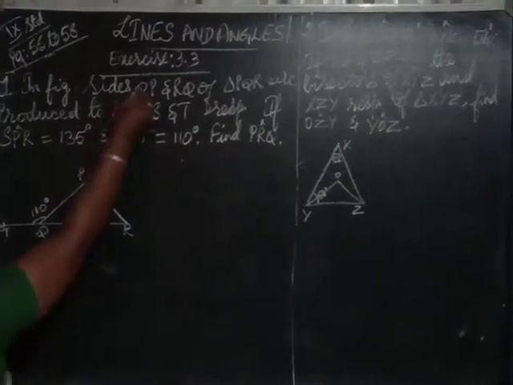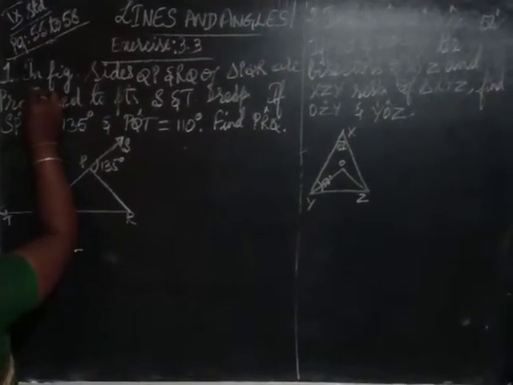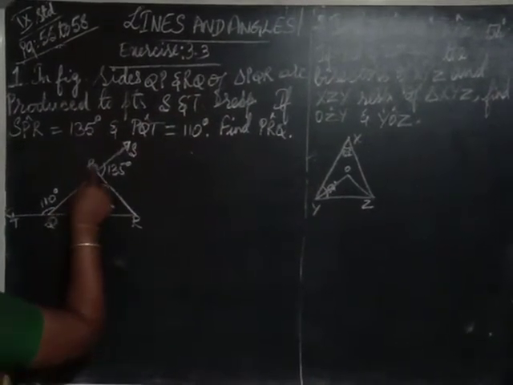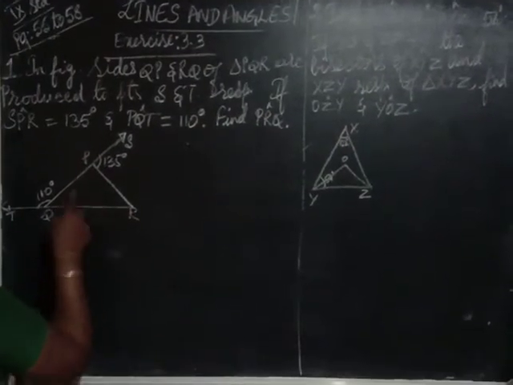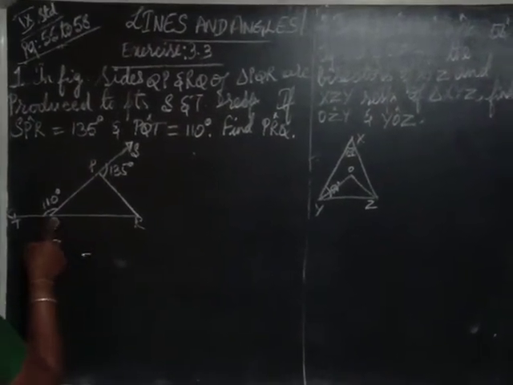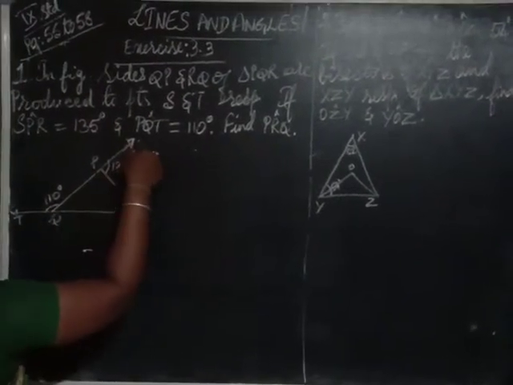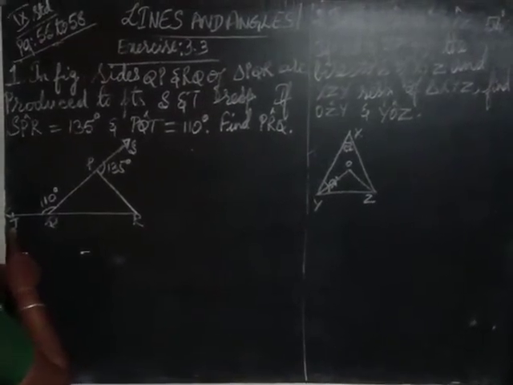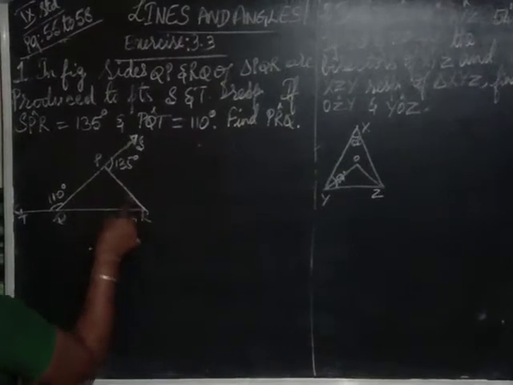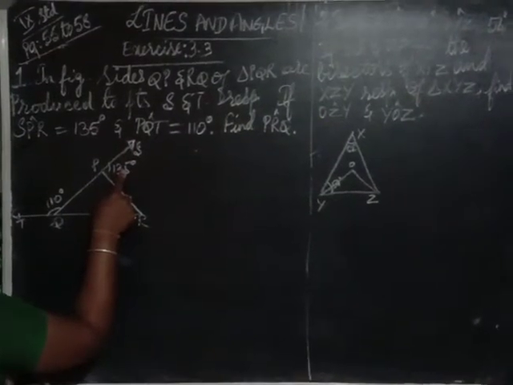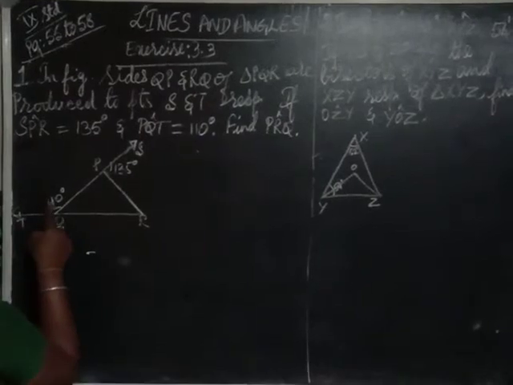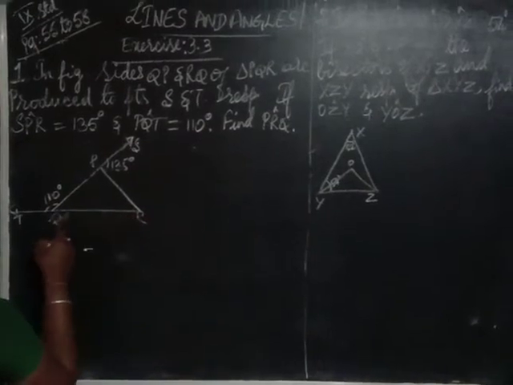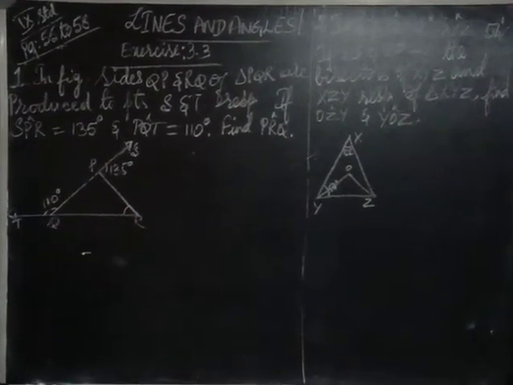So in exercise 3.3, first one, in the figure, sides QP and RQ of triangle PQR are produced to the points S and T respectively. If angle SPR is 135 and angle PQT is 110, find angle PRQ. This angle we have to find out. So how to find out?